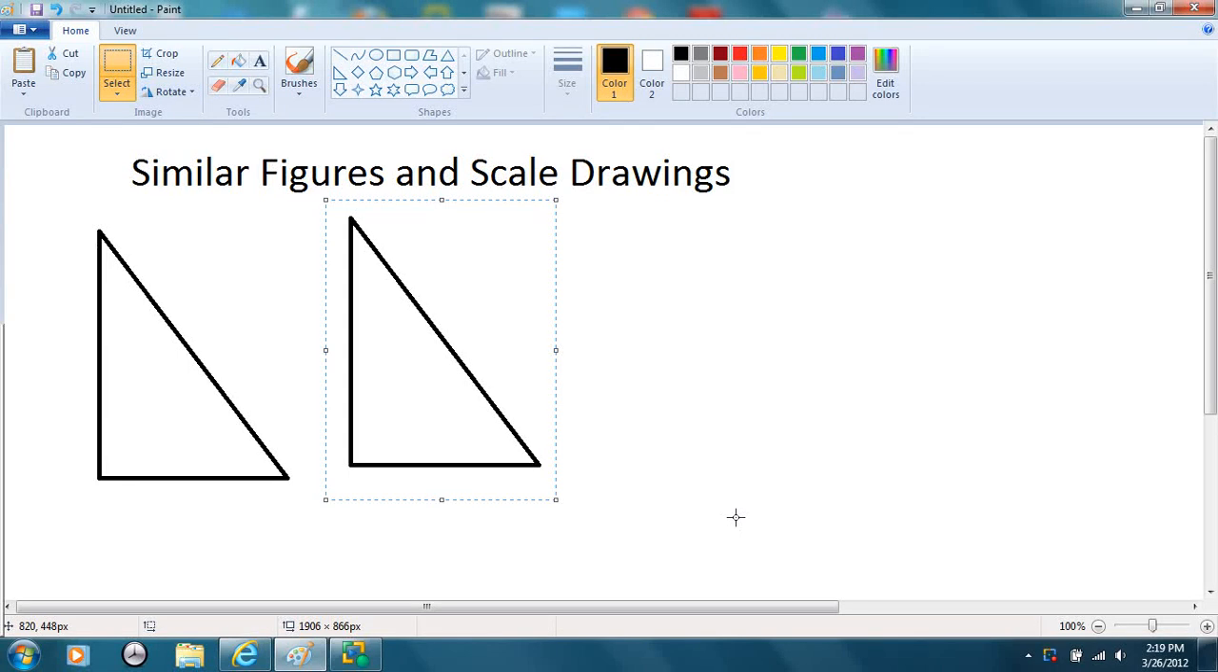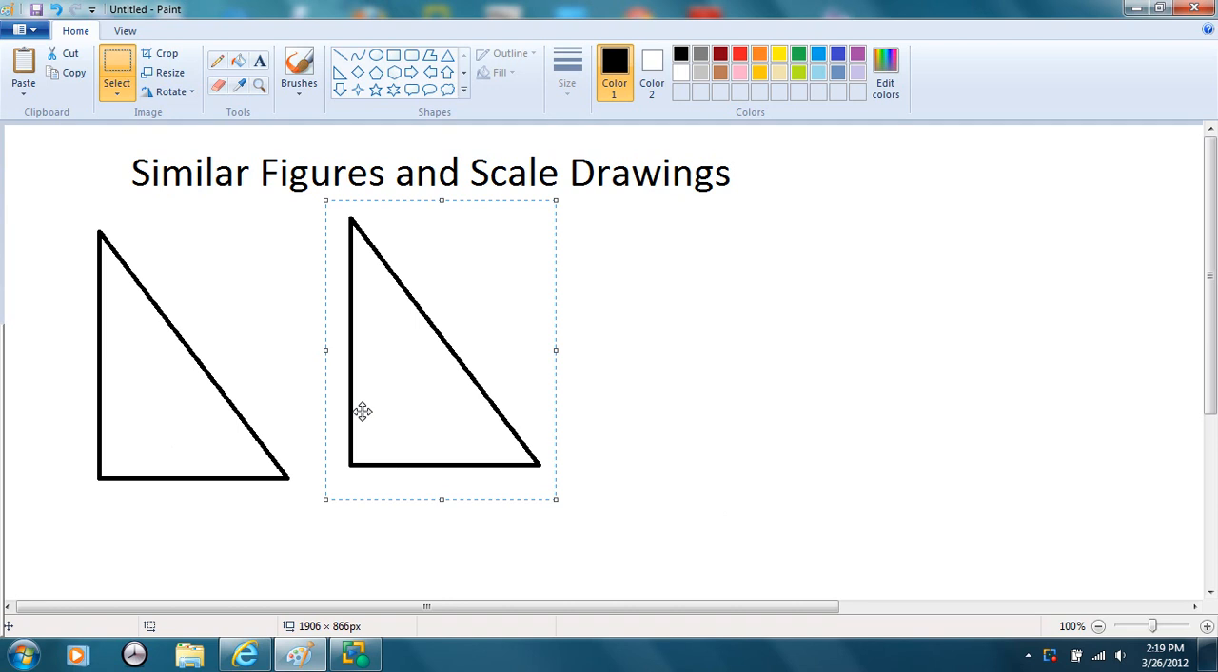This is a video on similar figures and scale drawings. Right here I have two triangles which are actually congruent. Everything's the same. This angle here looks like a right angle. We'll call it a right angle.